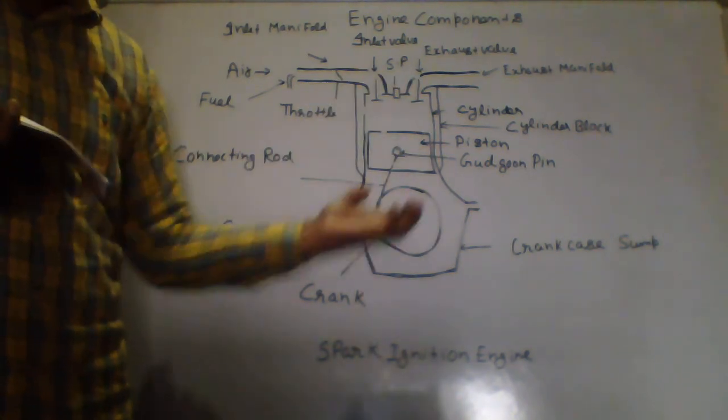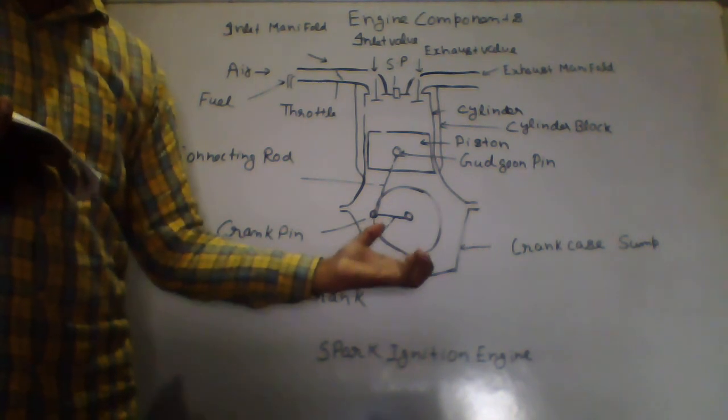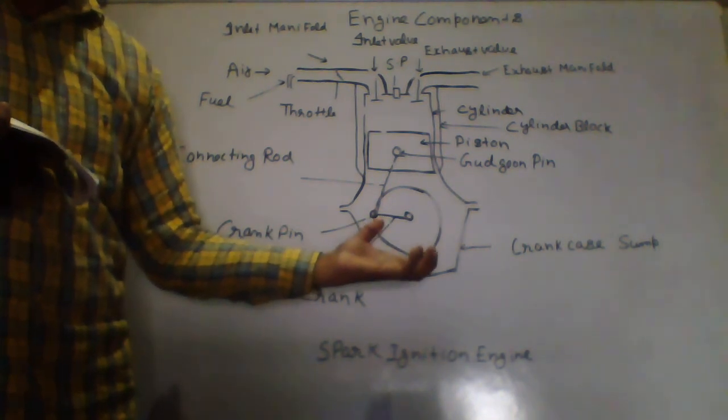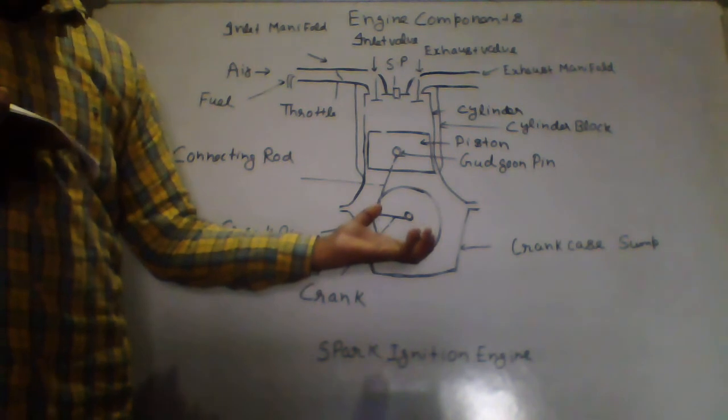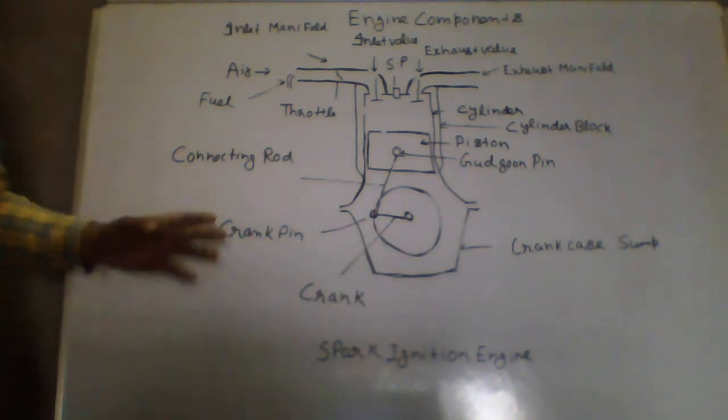Okay, so this crankshaft having some weights to avoid the fluctuations of the power output. Okay, to avoid the fluctuation we will use some weight. Okay, so that is flywheel. So this is the complete about the engine components.